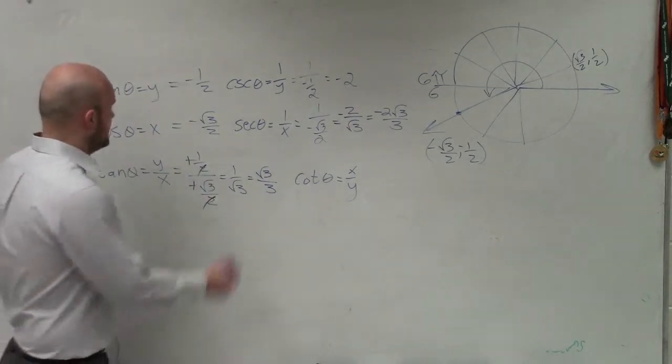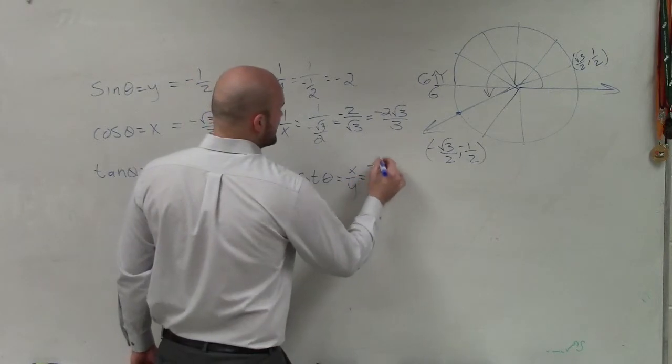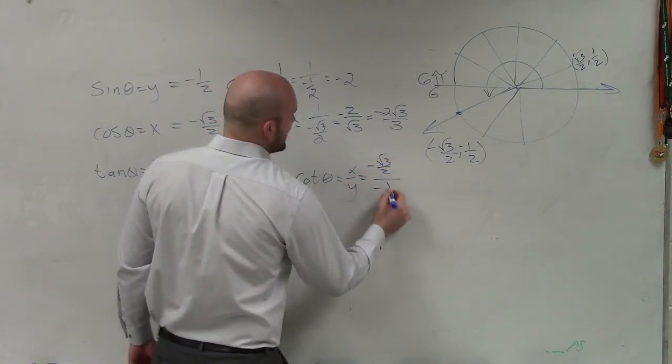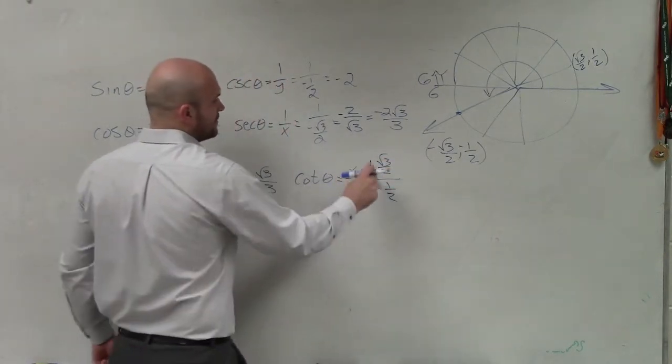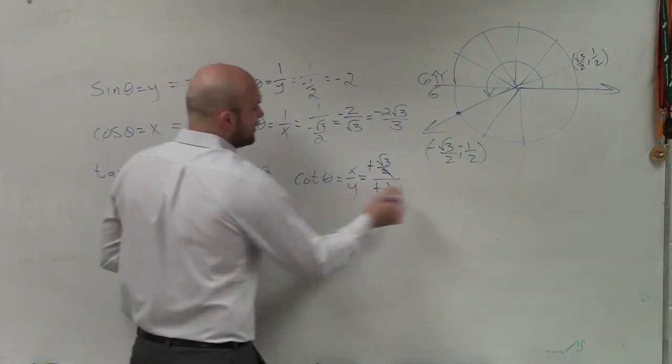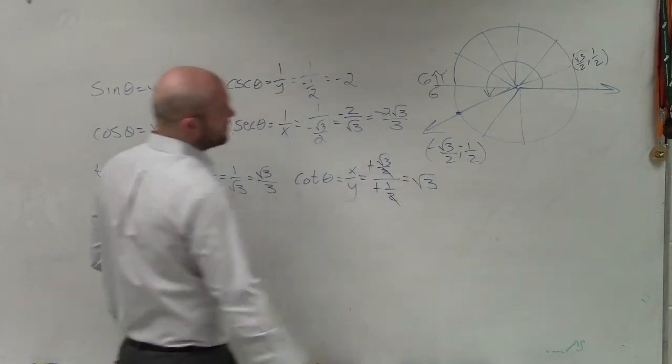And cotangent is just going to be negative square root of 3 over 2 divided by negative 1/2. Again, those go to positive. Those divide out, and you're left with a positive square root of 3.